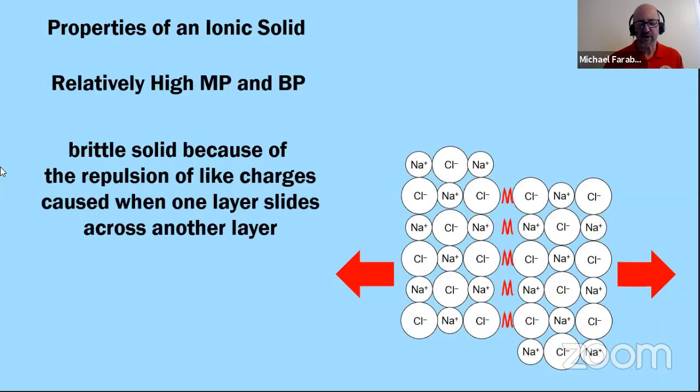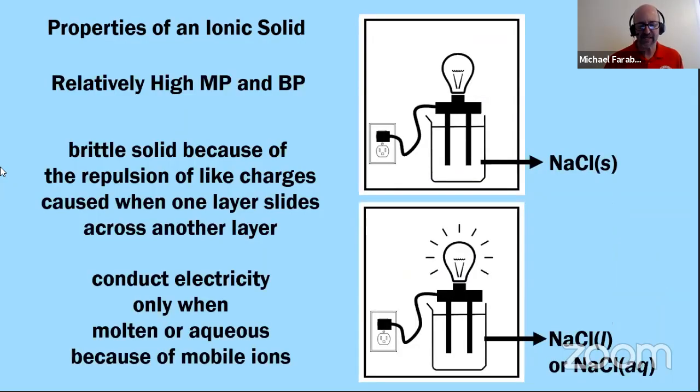And I think I mentioned in an earlier lesson that an ionic material only conducts electricity when it's either melted or dissolved in water, because the ions are free to move around. In the solid state, it is not a conductor of electricity because the ions are unable to move around.